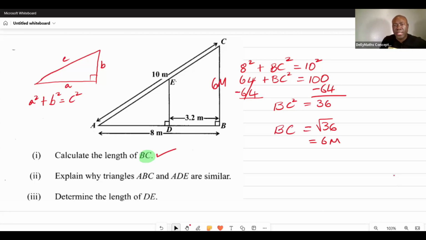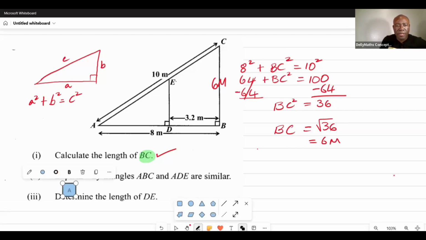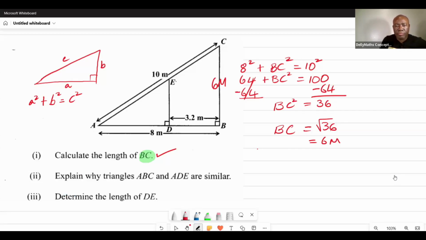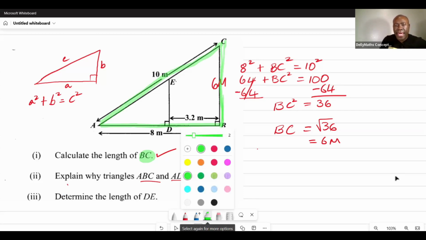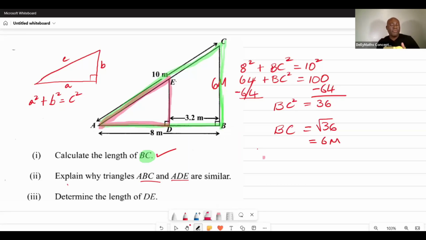There is a part of this question that says, explain why triangle ABC and ADE are similar. So ABC is this triangle, and ADE would be this triangle here. As you could see, there are certain aspects of these two triangles that do overlap.